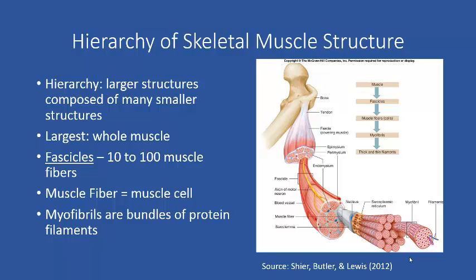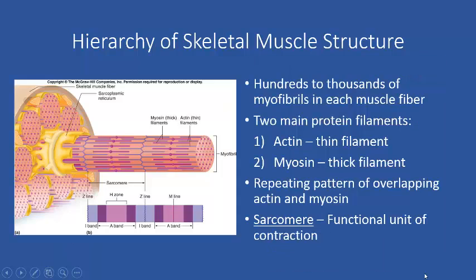Now, within each muscle cell, there are bundles of protein filaments called myofibrils. So that would be the next smallest structure. And you can see how the larger structures are composed of many smaller structures. The diagram that you see here is of a muscle fiber, or at least part of a muscle fiber, and you can see multiple myofibrils that are part of this muscle fiber.